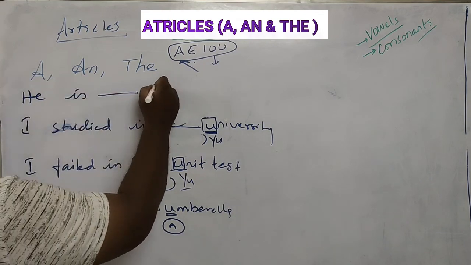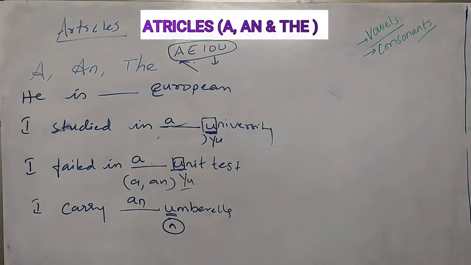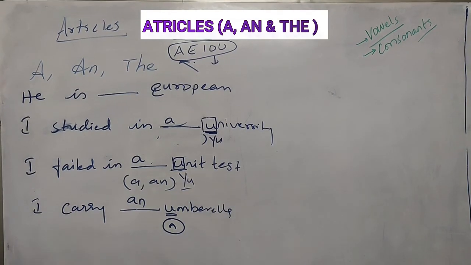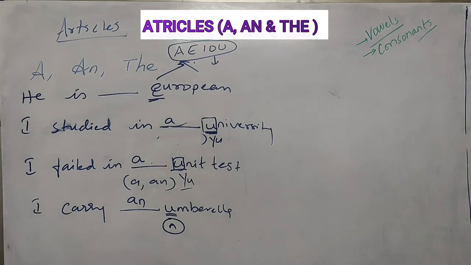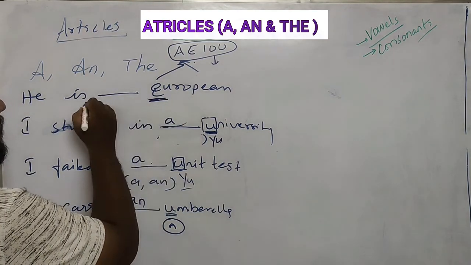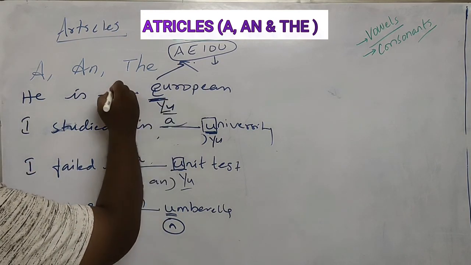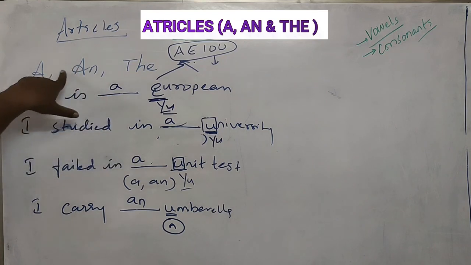He is dash European, right? What do you write here? A or "an"? Again, don't get confused. E is a vowel, so you can write "an", but if you write "an", it will be wrong. Why? Because the sound here is "yuropean". So again, it is a Y sound. So again, what do you write here? A. He is a European. That is how you have to fill these blanks using A or "an".